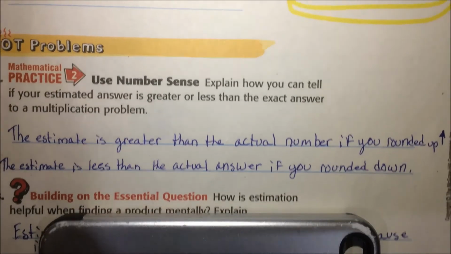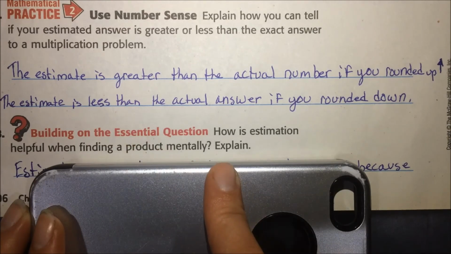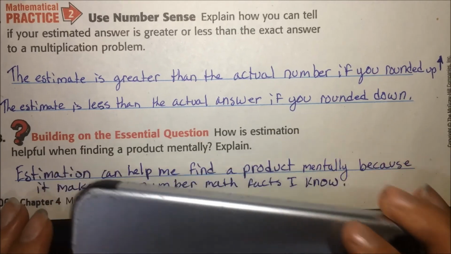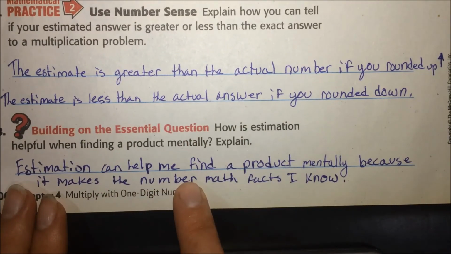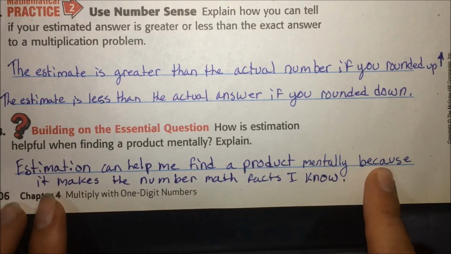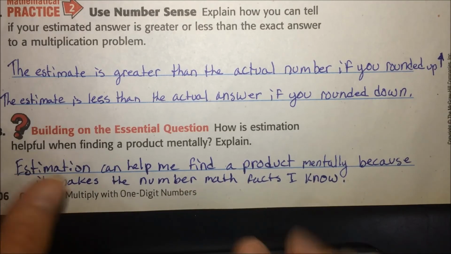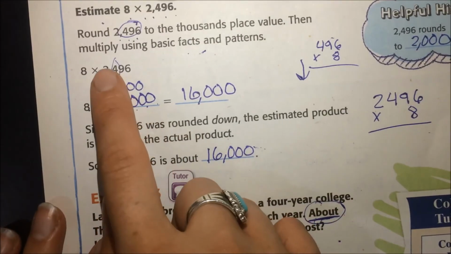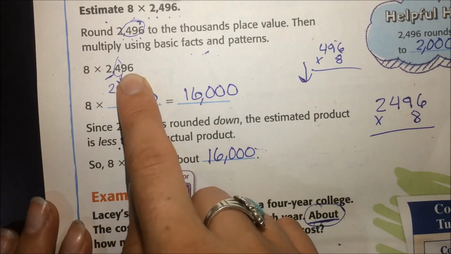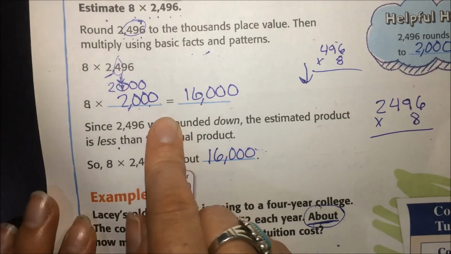And then let's look at the second one. How is estimation helpful when finding a product mentally? Explain. So how does estimation help you? I said, estimation can help me find a product mentally because it makes the numbers math facts I know. So it reduces it into math facts that I understand. Like, I can't do this in my head mentally very easily, but I certainly can do 8 times 2 in my head and then remember 3 zeros.